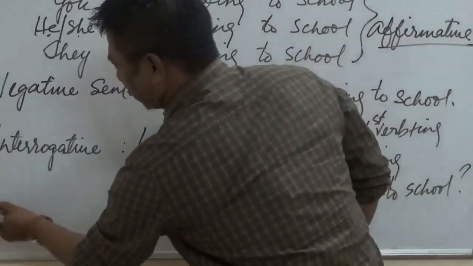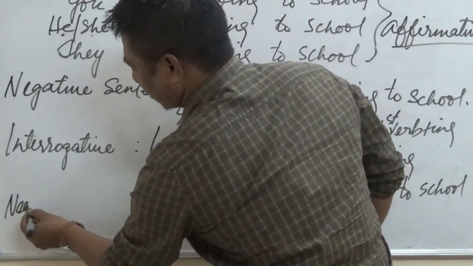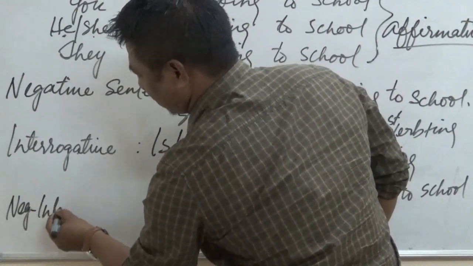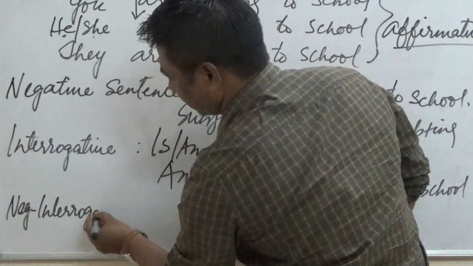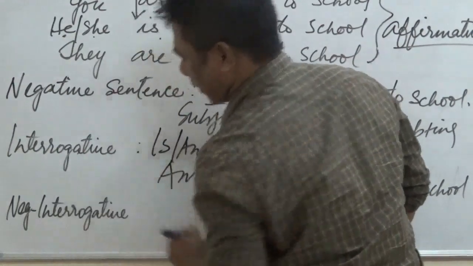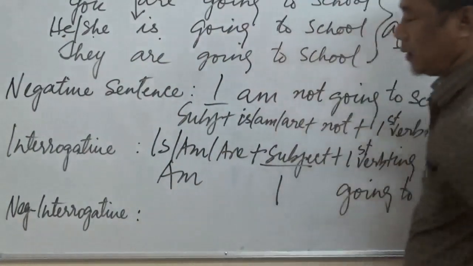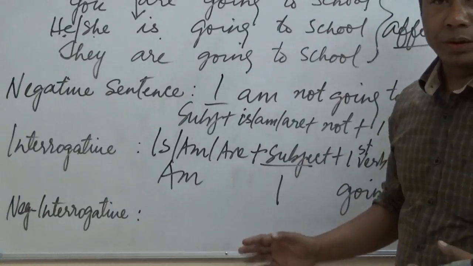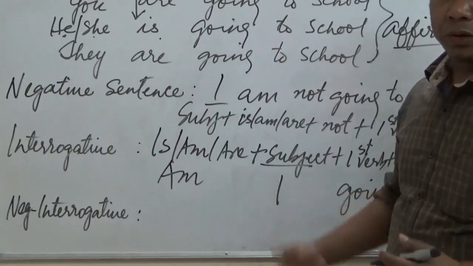Then making a negative interrogative. Negative interrogative means it will be a question and there will also be a negative sentence.